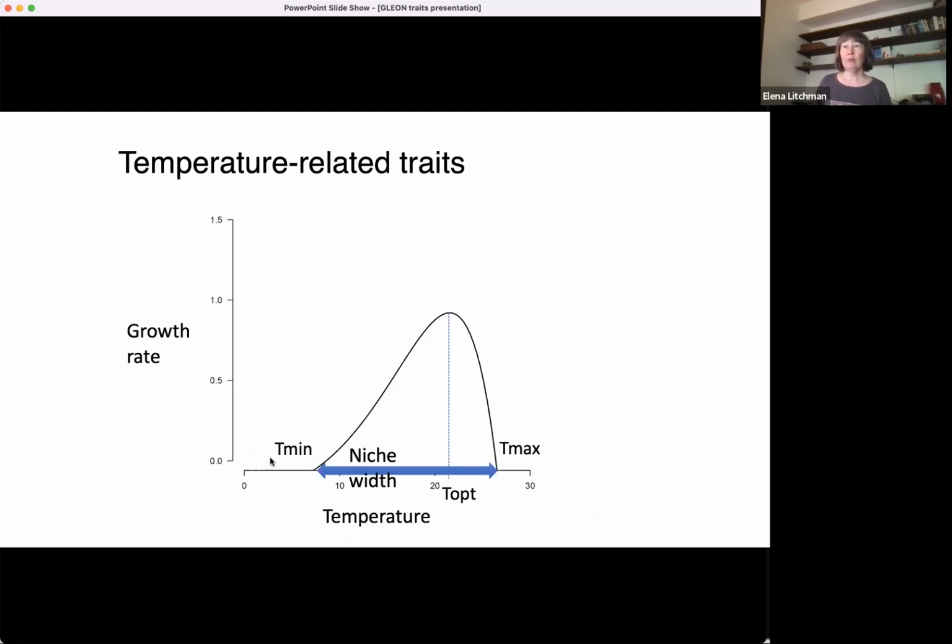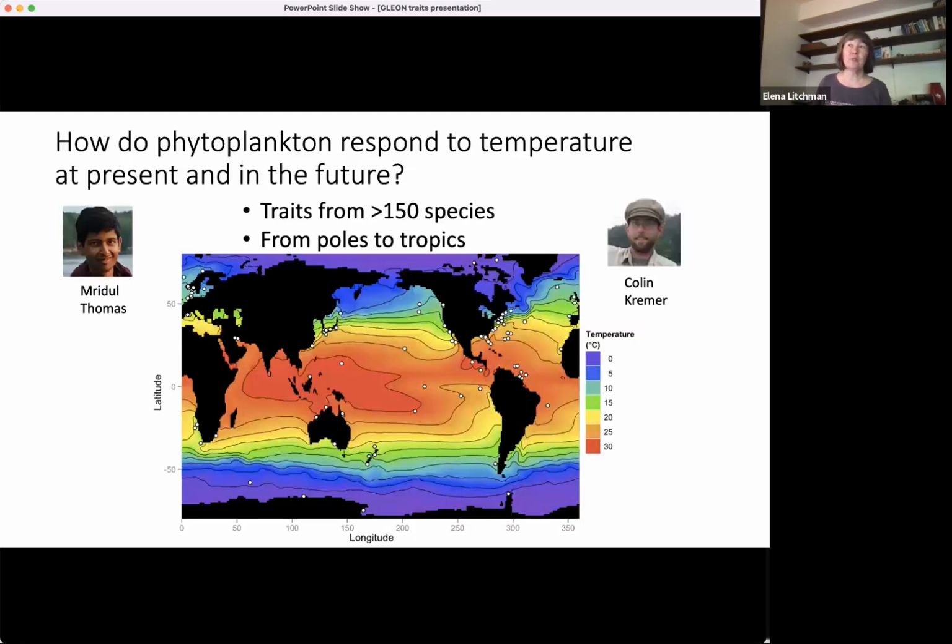So, and the minimum critical temperature and the maximum critical temperature, and also the niche width. And so we collected these traits for a lot of different species isolated from different parts of the ocean, from the poles to the tropics. And then we used that trait information to predict the individual distributions of species in the ocean at present and in the future. And so we were able to see how thermal niches would change with warming.